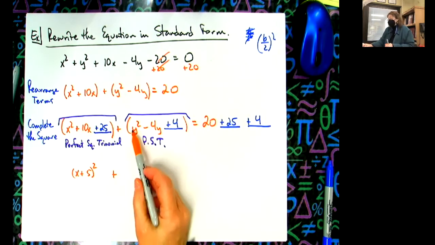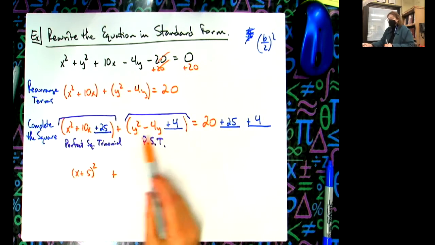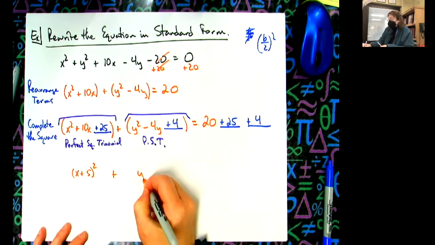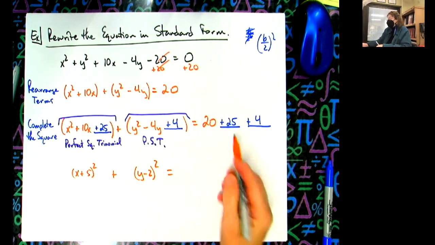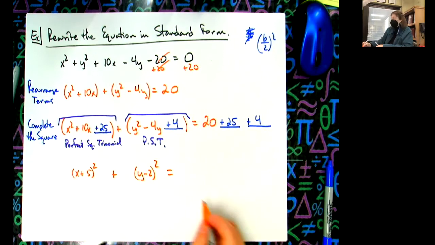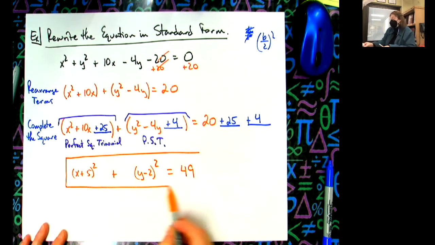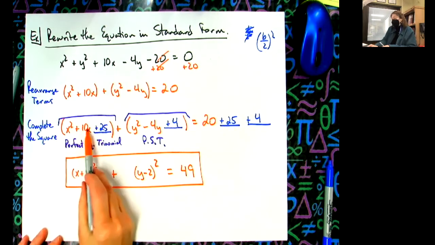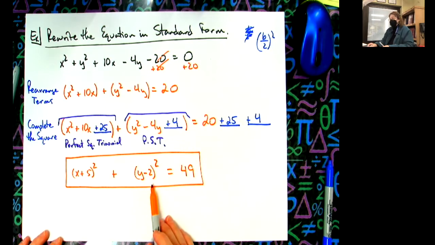If you know how to factor y squared minus 4y plus 4, it's a perfect square trinomial. It's going to be y minus 2 times y minus 2, which means y minus 2 squared. Then I add all this up over here, 20 plus 25 plus another 4. Was it like 49? And now that's standard form. Because that perfect square trinomial factored nicely, this perfect square trinomial factored nicely, and then I got the right radius.